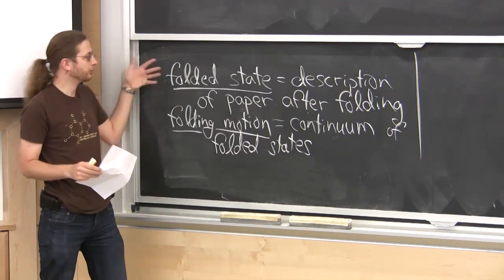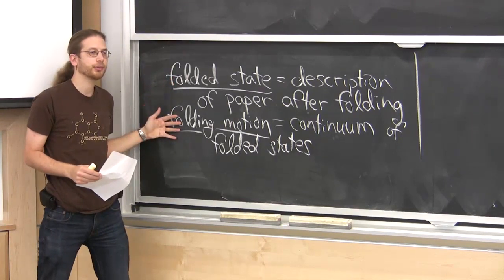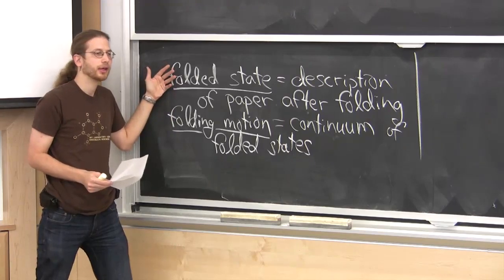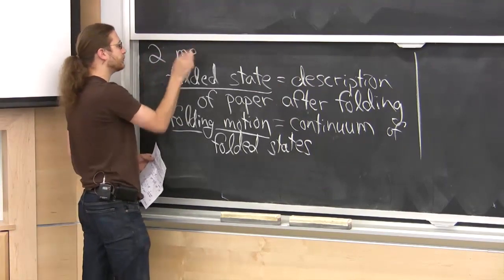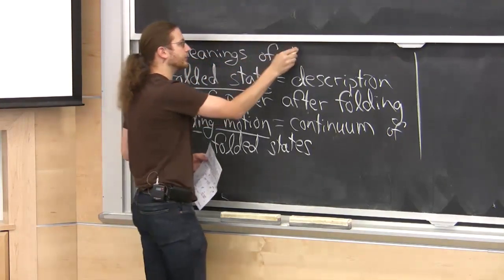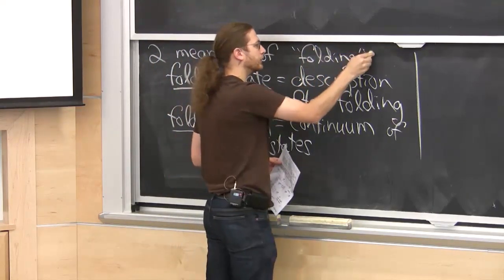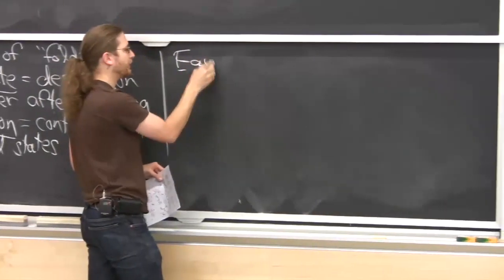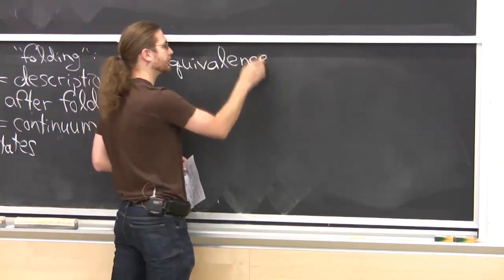So we've done all this work proving that folded states exist. The question is, what if I want a folding motion? Because really, in order to fold the paper, I've got to get there. And that's what we're going to worry about for the first few minutes. The good news is, the reason we haven't worried about this up till now, is there's an equivalence between the two for paper folding.